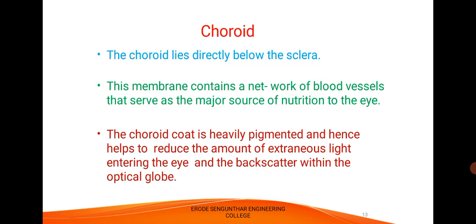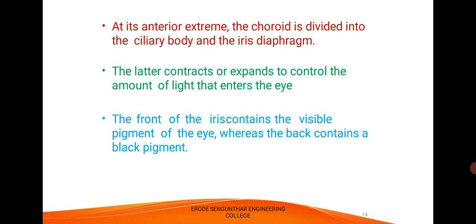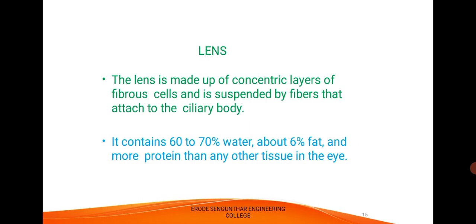Next is the choroid. The choroid lies directly below the sclera. This membrane contains a network of blood vessels that serves as a major source of nutrition to the eye. The choroid coat is heavily pigmented, which reduces the amount of extraneous light entering the eye and the backscatter within the optical globe. At its anterior extreme, the choroid is divided into two parts: the ciliary body and the iris diaphragm. The iris diaphragm contracts or expands to control the amount of light that enters the eye. The front of the iris contains the visible pigment of the eye, whereas the back contains the black pigment.